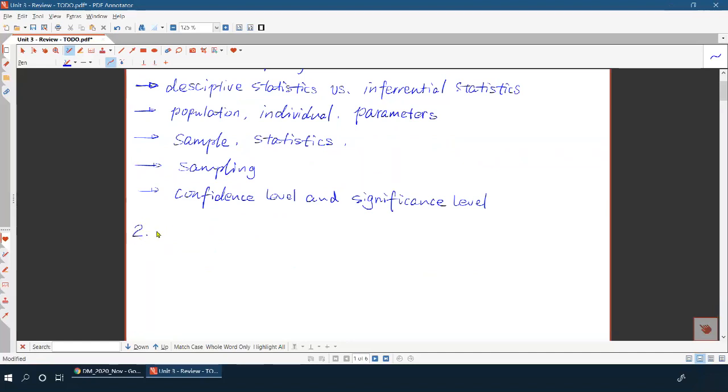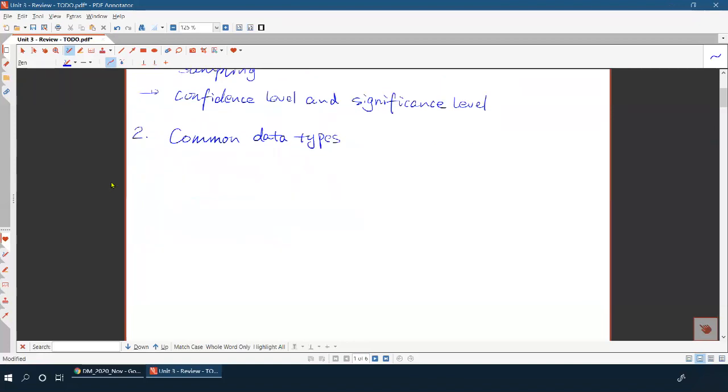Second part, you need to know what are the common data types. Okay, generally speaking, there are two types of data. Okay, first type is called interval data, or sometimes we call it numerical data. Or quantitative data.